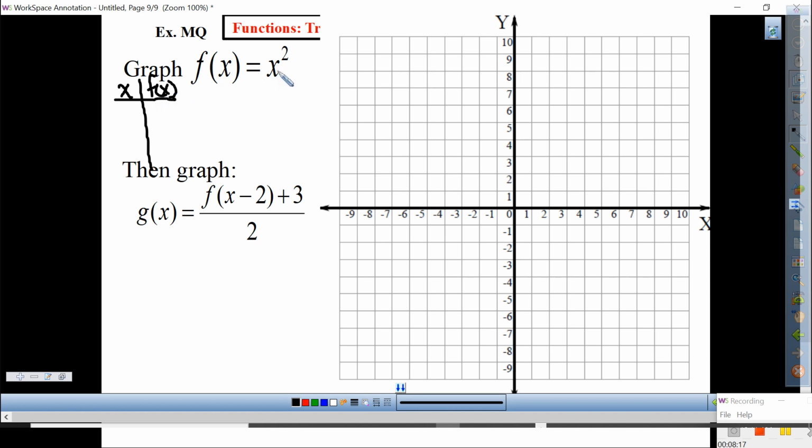So here we go. This function says to square the x, yes? So if I substitute here negative 2, what is negative 2 times negative 2? 4. Negative 1 times negative 1, 1. 0, 0. And since it's a parabola, the values repeat now. 1, 1, 2, 4. Let's graph that. Negative 2, 4, negative 1, 1, 0, 0, 1, 1, 2, 4.